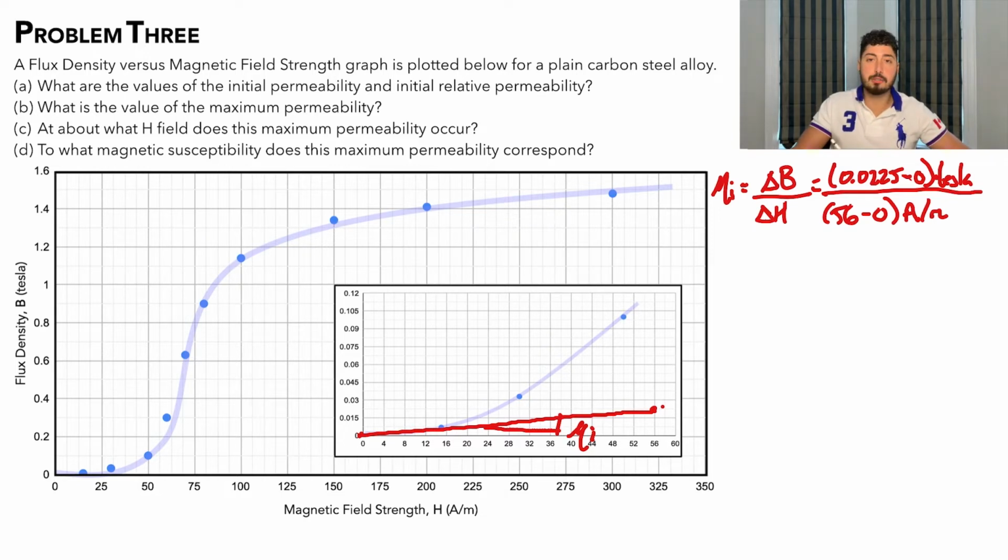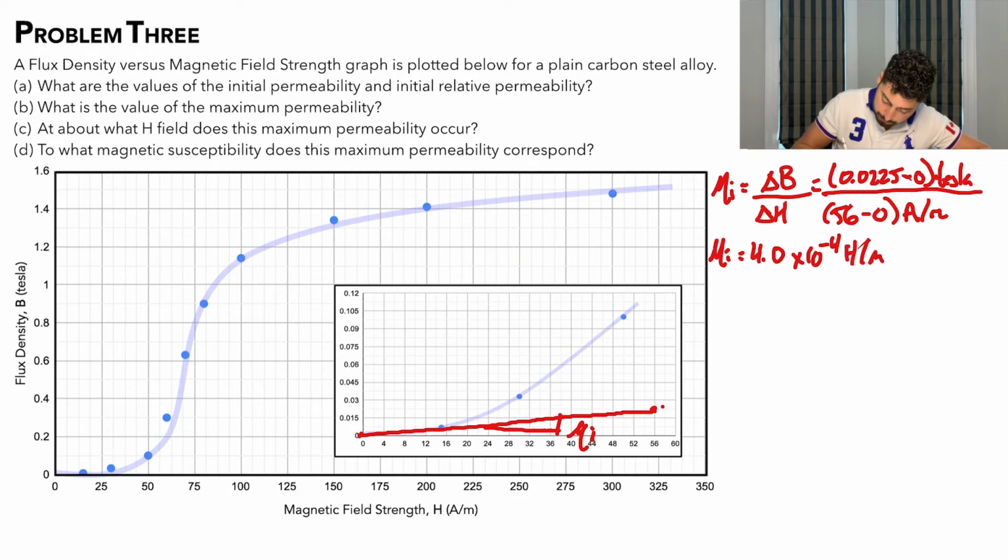So I decided to choose the origin because it's just a clean value of 0, which will make our answer a little bit nicer. So we can say that our initial permeability, mu I, is equal to 4.0 times 10 to the minus 4 henries per meter. So that's our initial permeability.